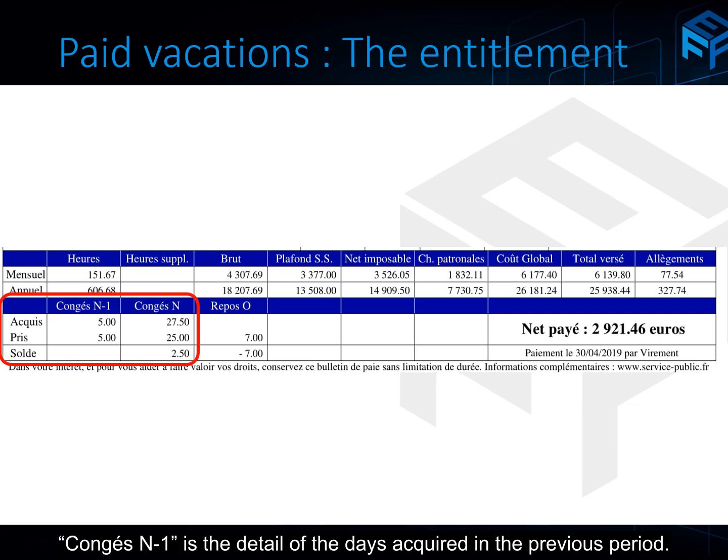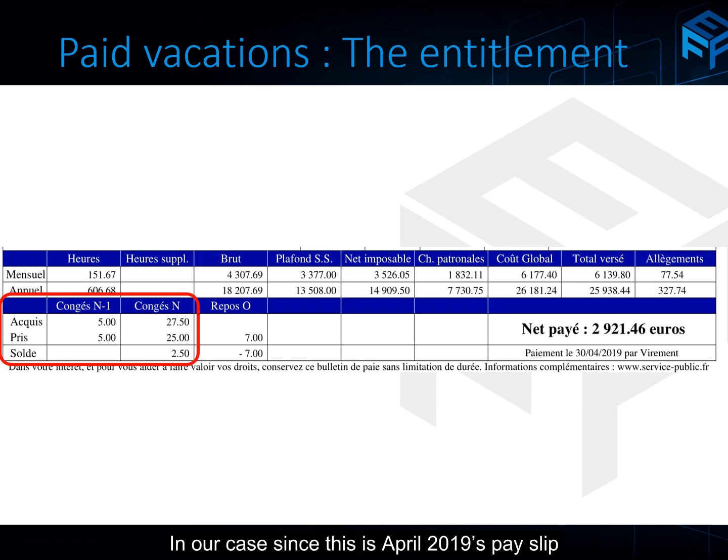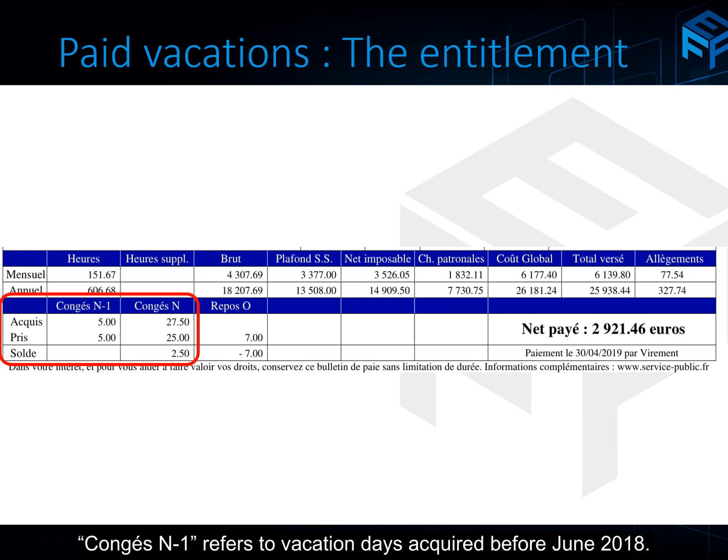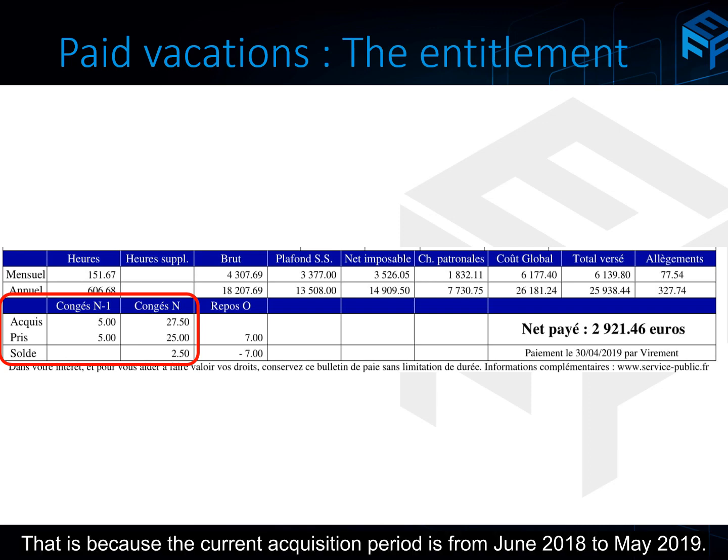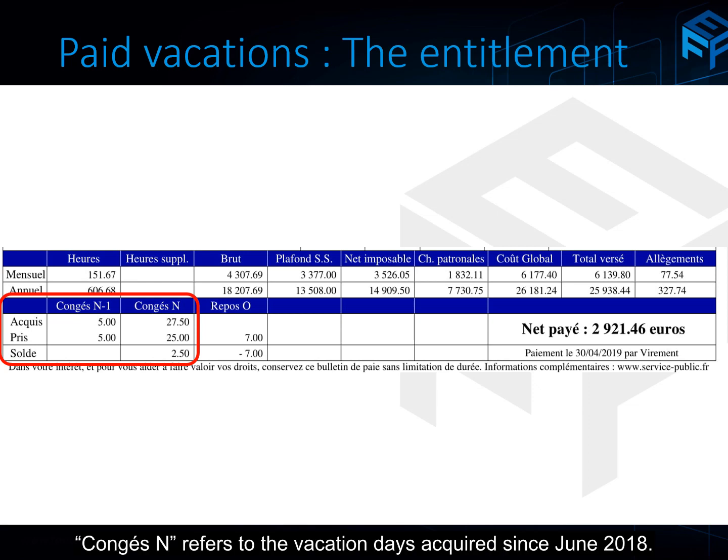Congé N-1 is the detail of the days acquired in the previous period. In our case, since this is an April 2019 payslip, congé N-1 refers to vacation days acquired before June 2018. That is because the current acquisition period is from June 2018 to May 2019. Congé N refers to the vacation days acquired since June 2018.